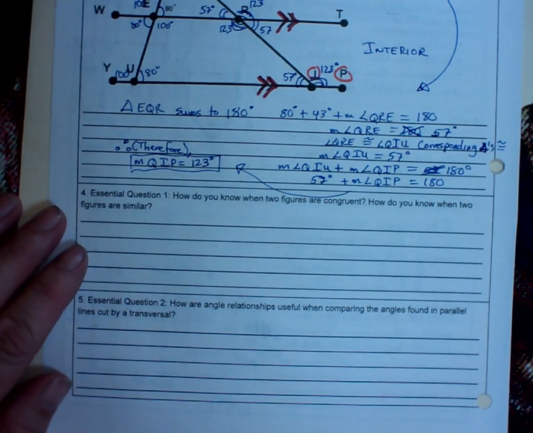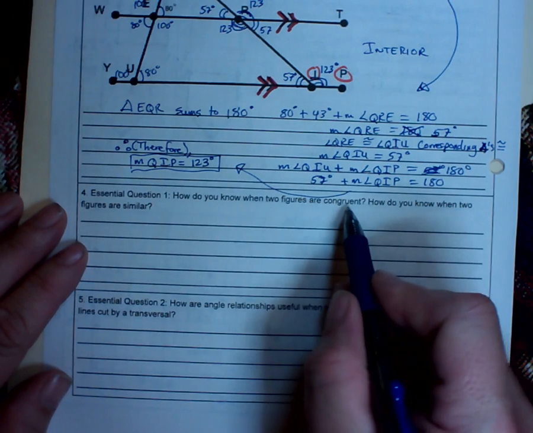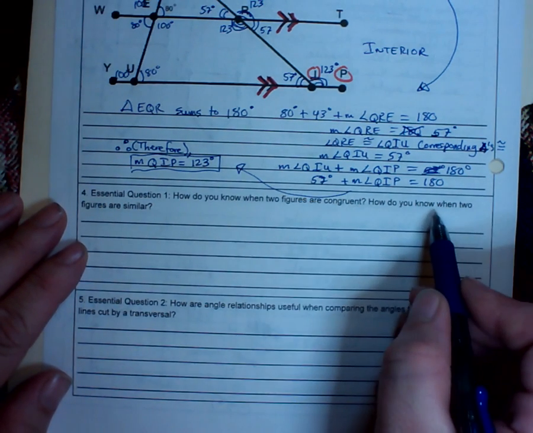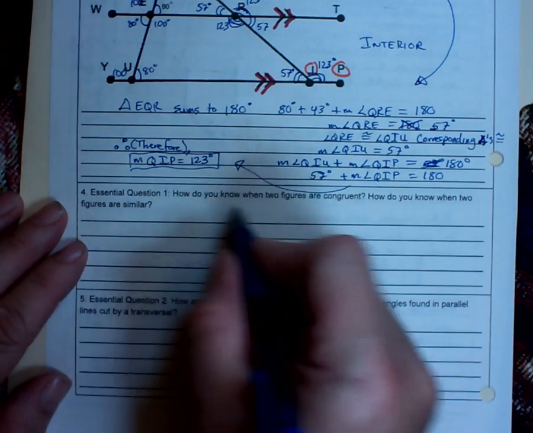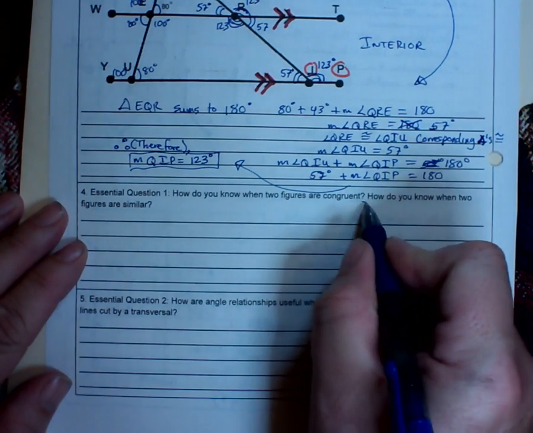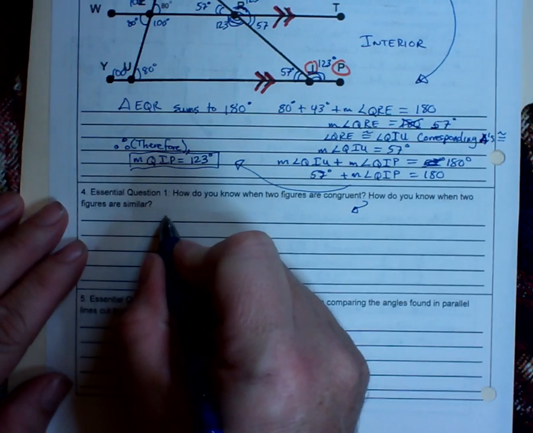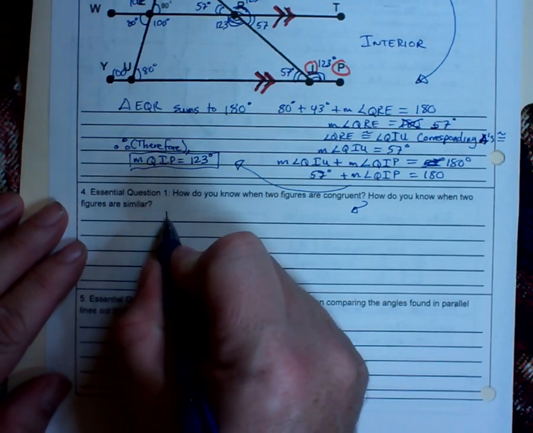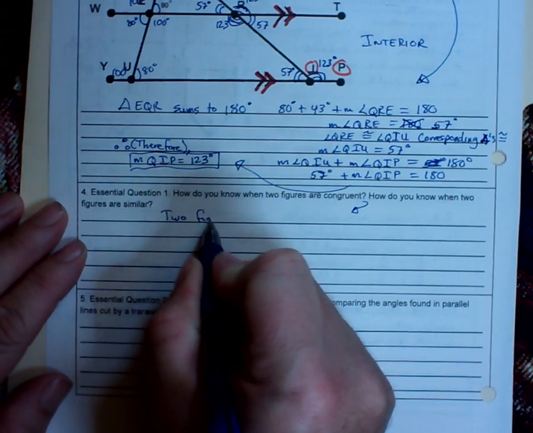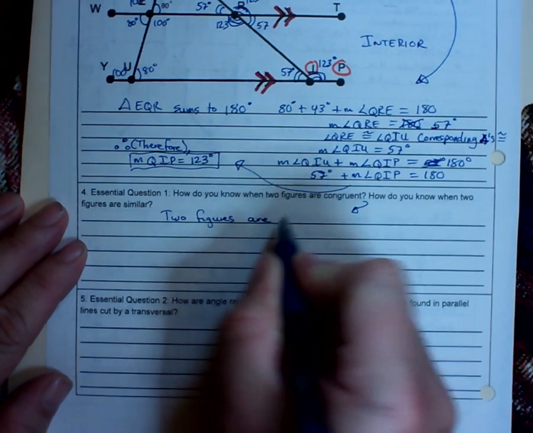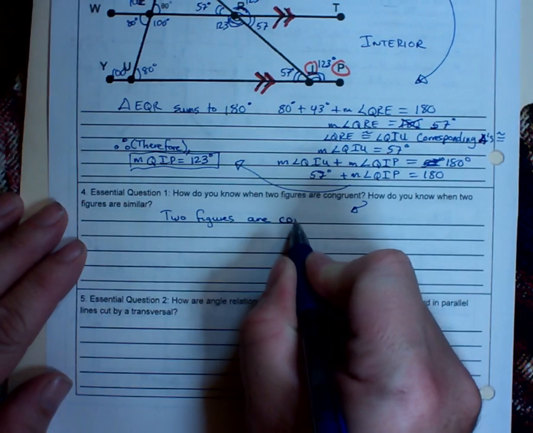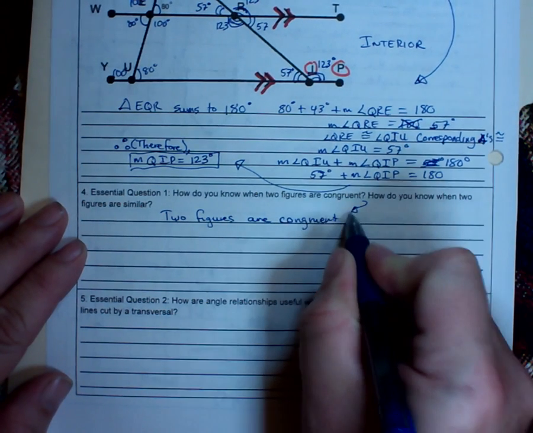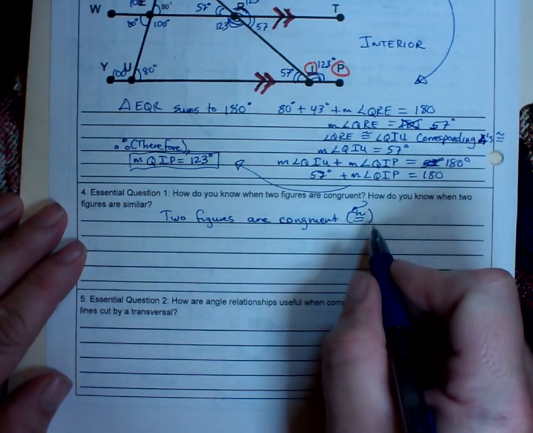Okay, the final answer. Essential question number 1. How do you know when two figures are congruent? Okay. How do you know when two figures are similar? Okay. We know for number 1, you know that two figures are congruent. If you want to save space, you can still use the congruent symbol.